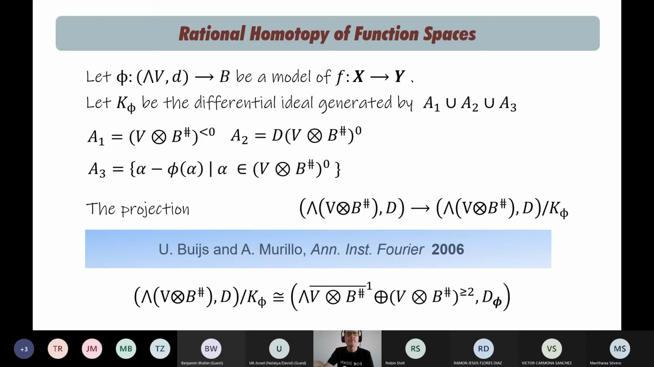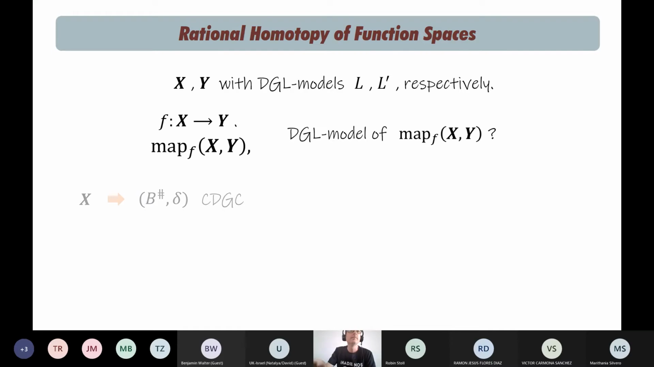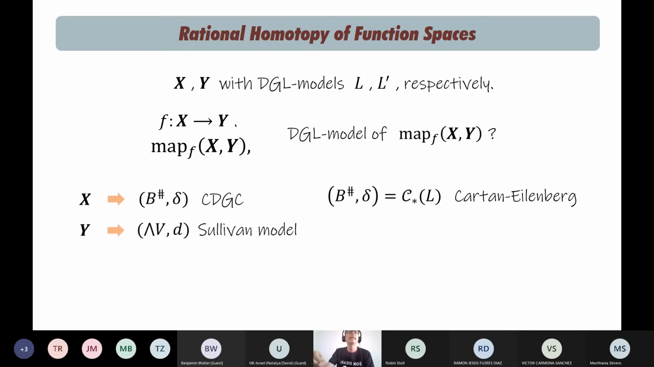Well, then, what about Lie models of this mapping space? If we have DGL models of the source and the target, what can we do? Well, we can take a coalgebra model of X, which is just the Cartan-Eilenberg-Chevalley of the DGL L, the DGL model of X, and we can take a Sullivan model, which is the cochain on L prime.